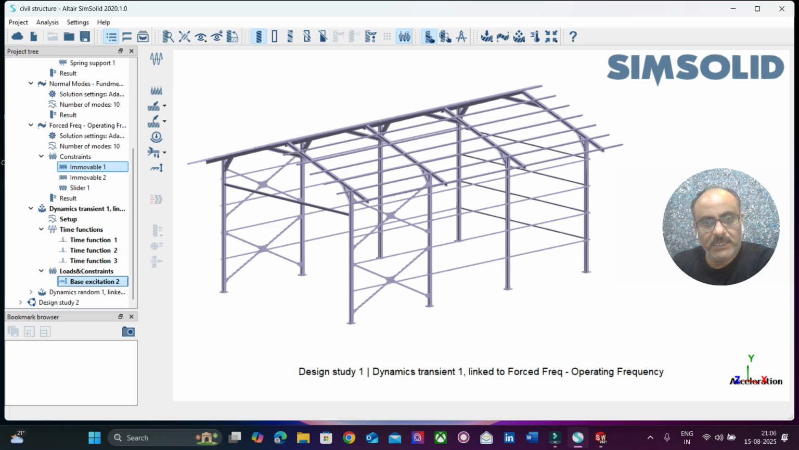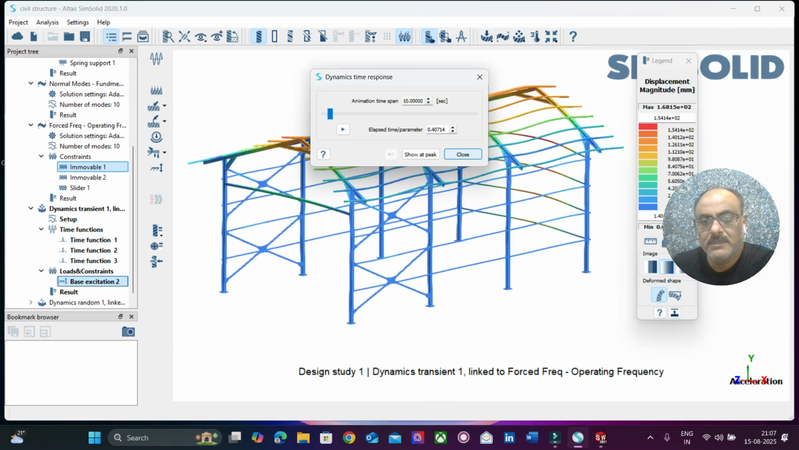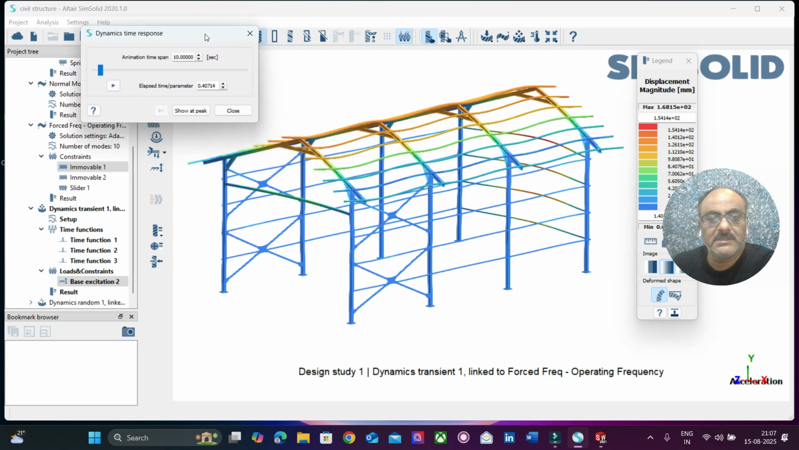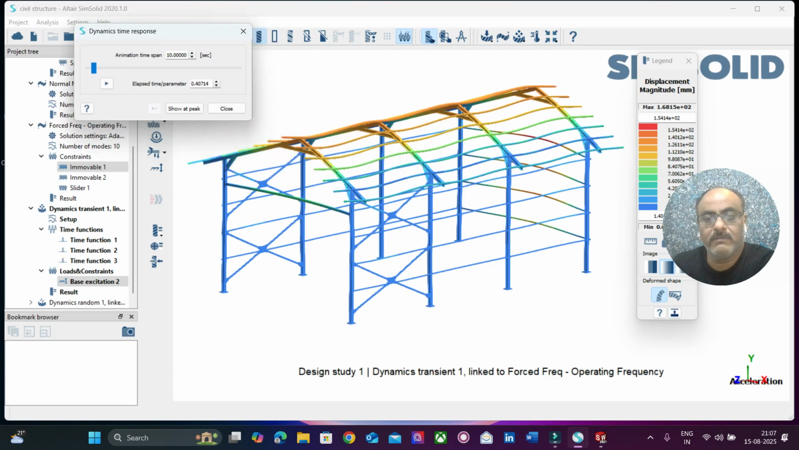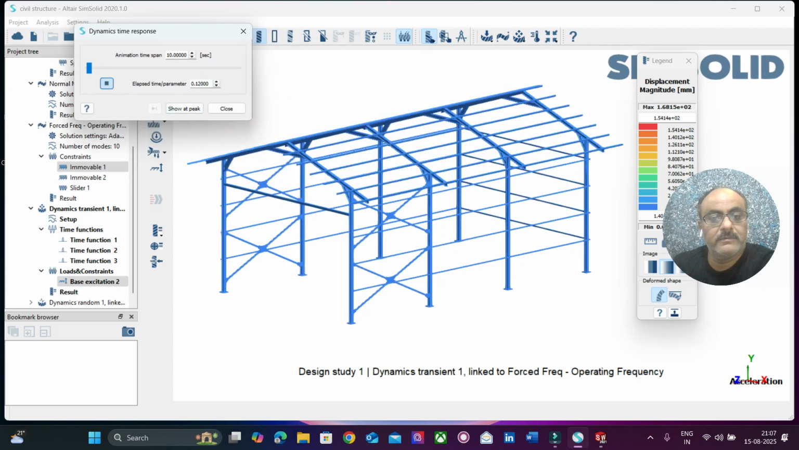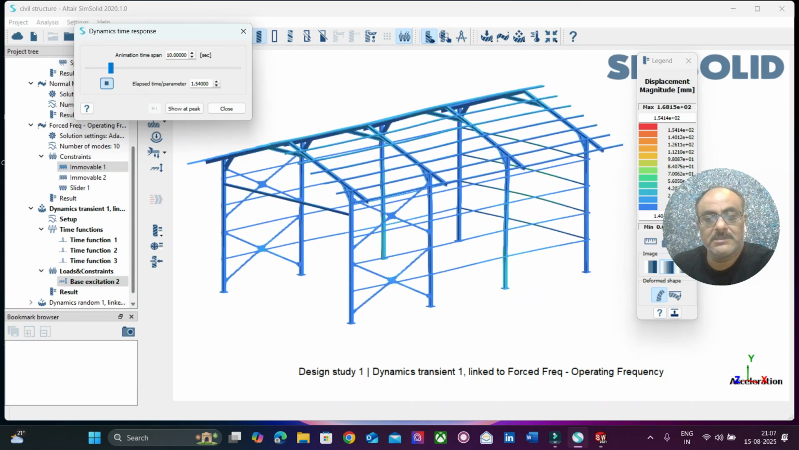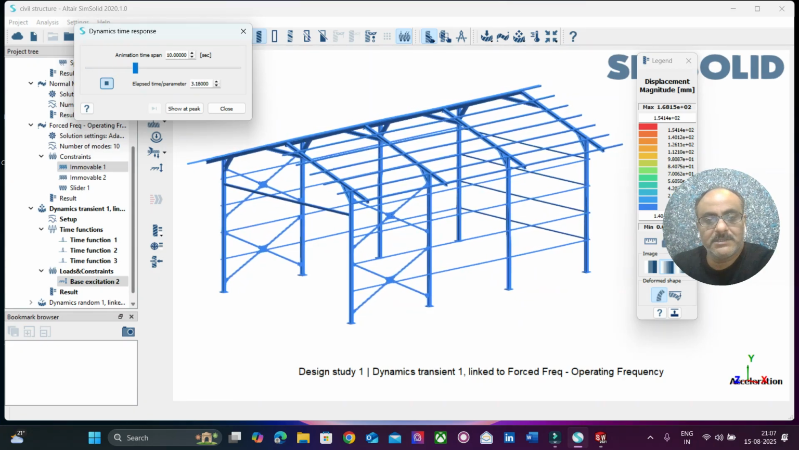Once we give the acceleration, it acts on the structure for the time function we have given. Here we find there is a deformation. This is how the structure is going to deform for the acceleration I have given.